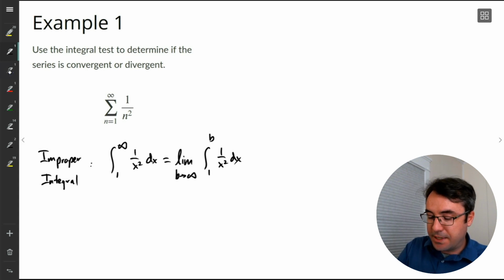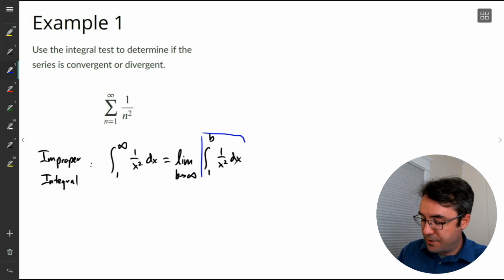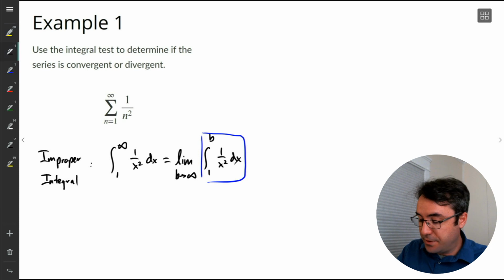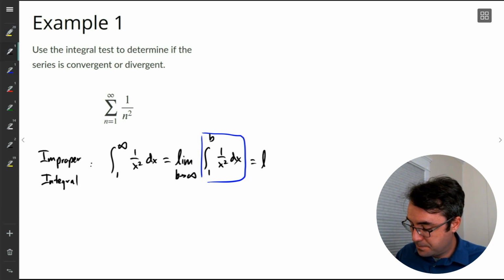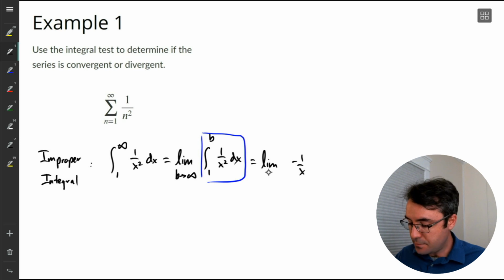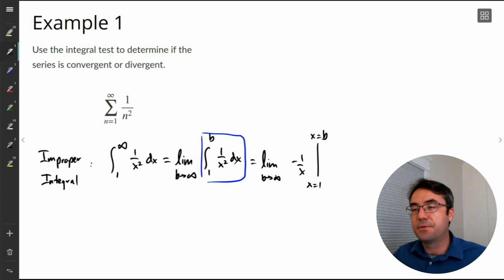And we go through the process. So this is just a regular definite integral now. So just go through the usual procedure. Find the antiderivative. So the antiderivative of 1 over x squared is negative 1 over x. Kind of a power rule there. And we're going to evaluate that antiderivative from x equals 1 to x equals b. We still have to do the limit as b goes to infinity.